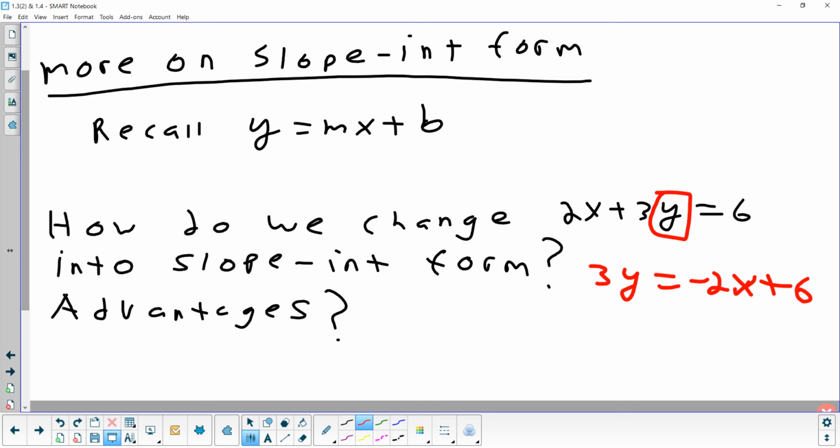And what would be your final step to get y by itself? Yeah. Divide by 3. Yep. Divide by 3. 3, 3, and 3. And we got to do it in all those spots. So we end up with y equals negative 2/3 x plus 2.